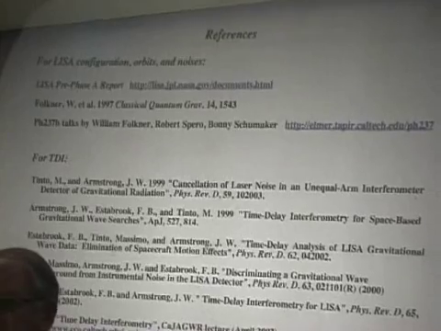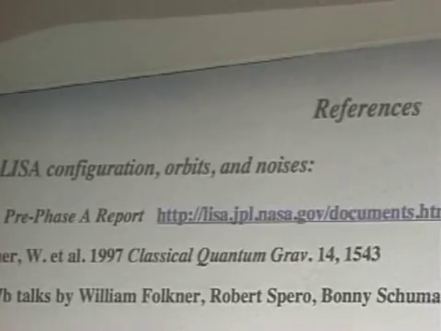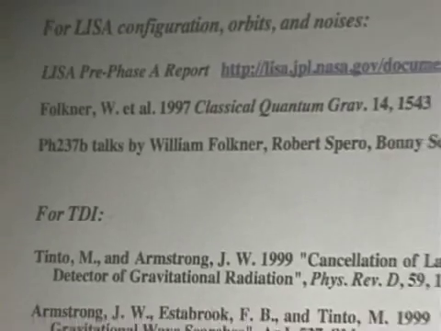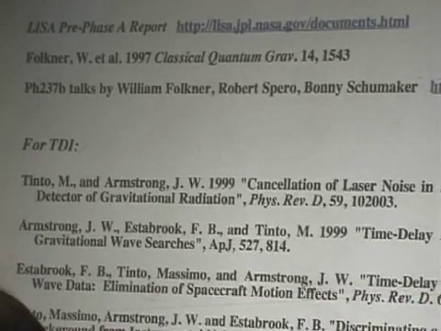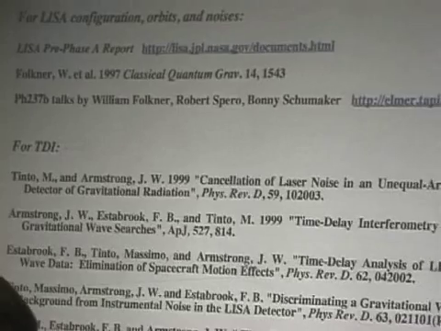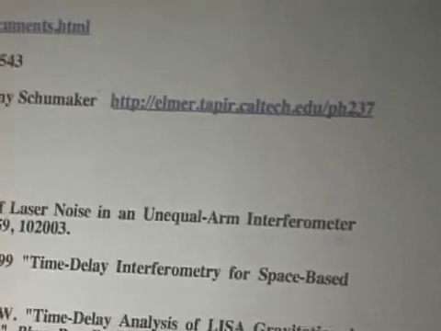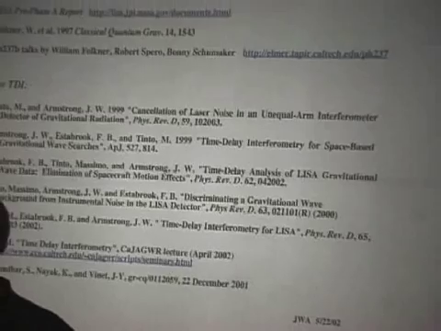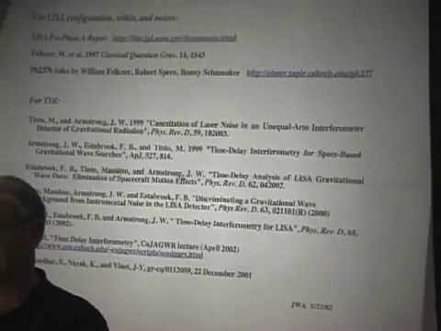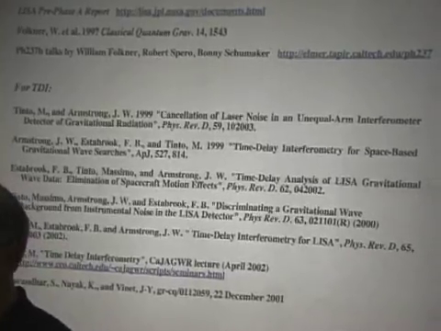Here is a list of references which will be on the handout on the web. For the LISA configuration, for its orbits and for the noise sources, the pre-phase A report is sort of the Bible. Bill Faulkner and colleagues have written a very nice paper on the orbits. And of course, you've had lectures by Bill, Bob Spero, Bonnie Shoemaker, and they're available on the web too. These are the papers that Frank Estabrook, Massimo Tinto, and I have written, and I particularly commend this talk that Massimo did a couple of months ago. It's on the web along with a video and has some nice animations of how time delay interferometry works.